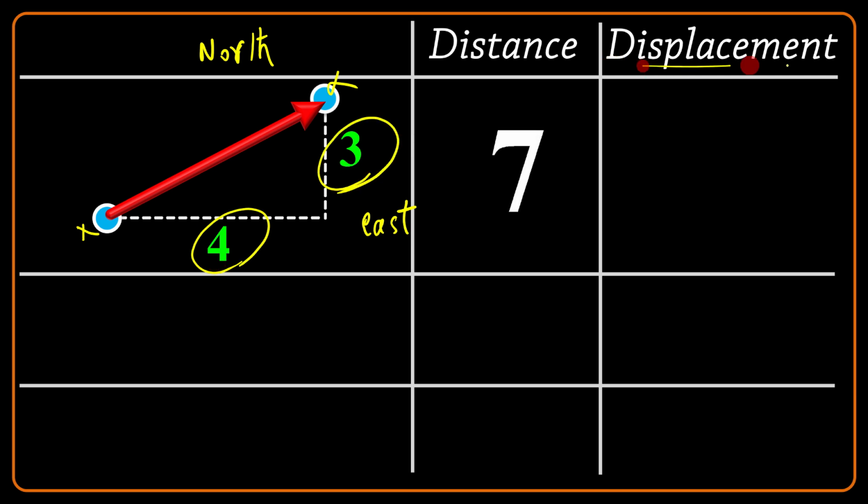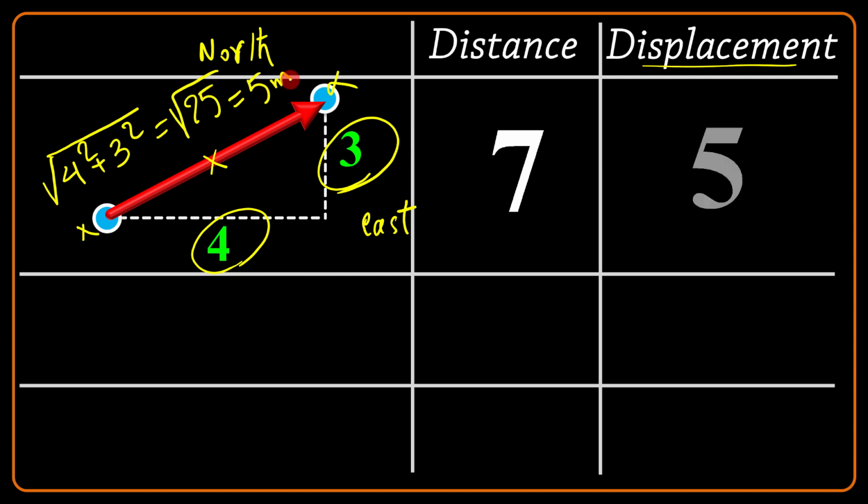What about the displacement? I should first find the magnitude of that. Magnitude will be the hypotenuse of this triangle, the length of this red vector. It's going to be the square root of 4 to the power of 2 plus 3 to the power of 2, which is the square root of 25, and it's 5 meters. So it will be 5 meters, but you should add the direction. Direction is north, east. It's better now.